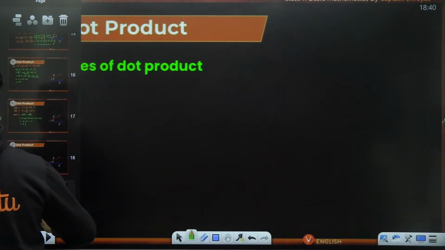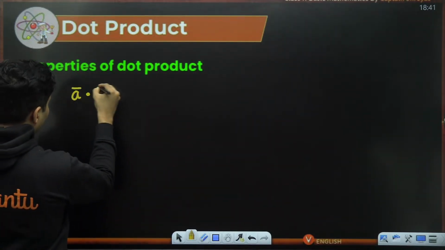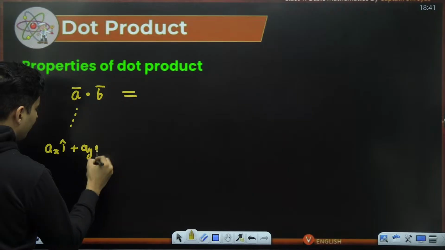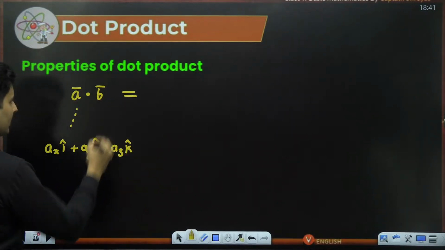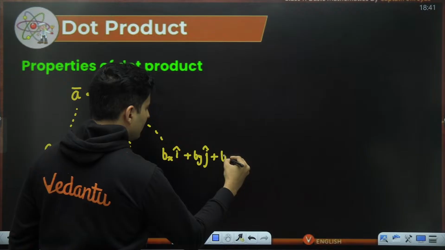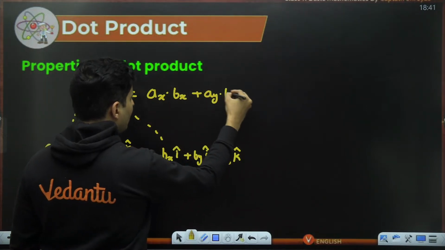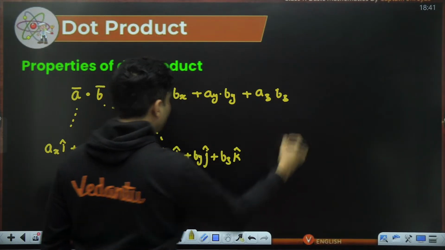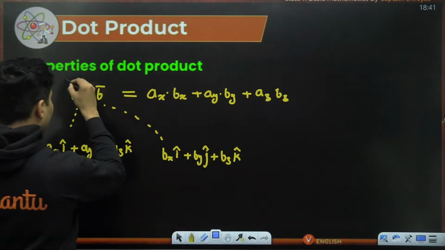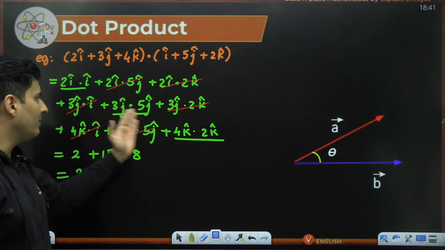So the final thing is where you can write that if you have A vector dot B vector, where your A vector is some X component, Y component, and Z component like this, and your B vector is X component of B, Y component of B, and Z component of B, then the final outcome is AX BX plus AY BY plus AZ BZ. X with X, Y with Y, Z with Z. That's it. That is your final result. So you can multiply any big vectors now by using this logic, like I've shown over here.